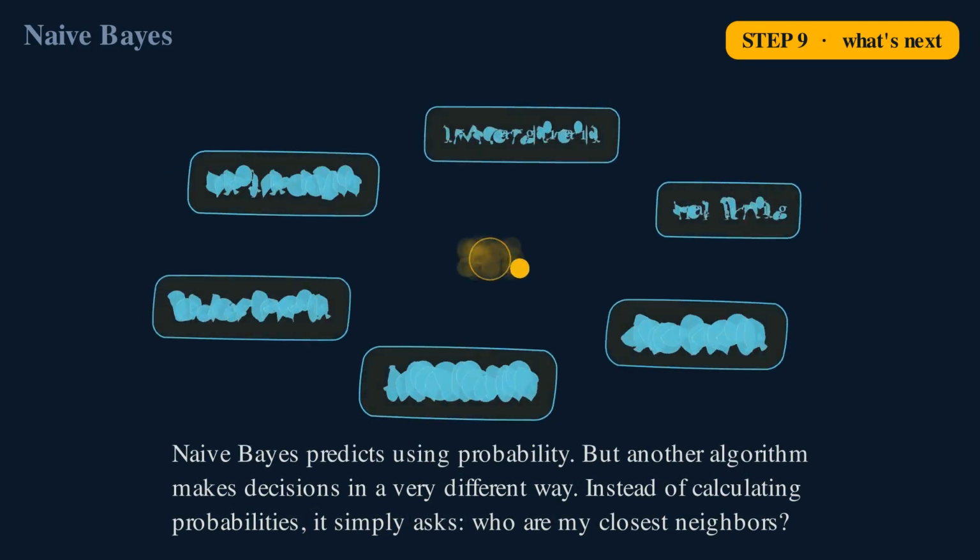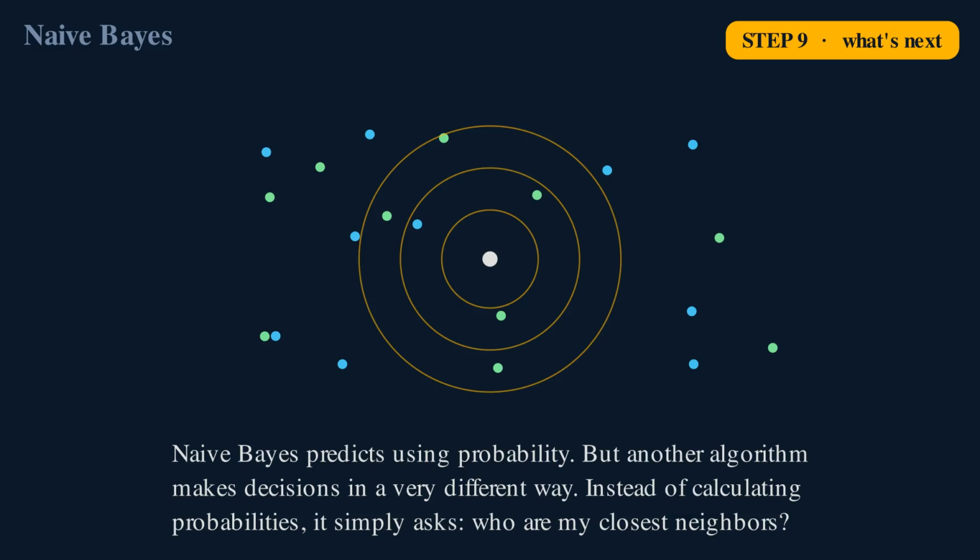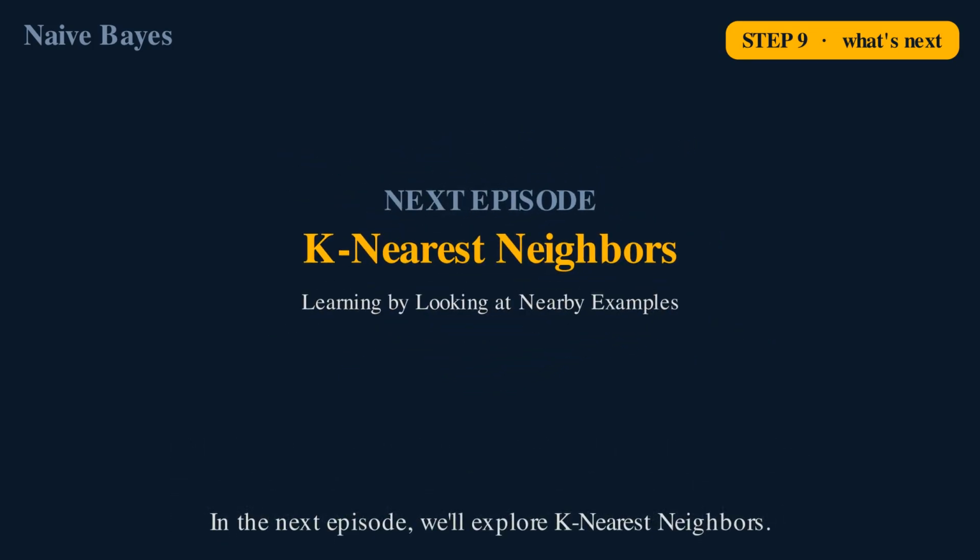Naive Bayes predicts using probability, but another algorithm makes decisions in a very different way. Instead of calculating probabilities, it simply asks, who are my closest neighbors? In the next episode, we'll explore K-nearest neighbors.